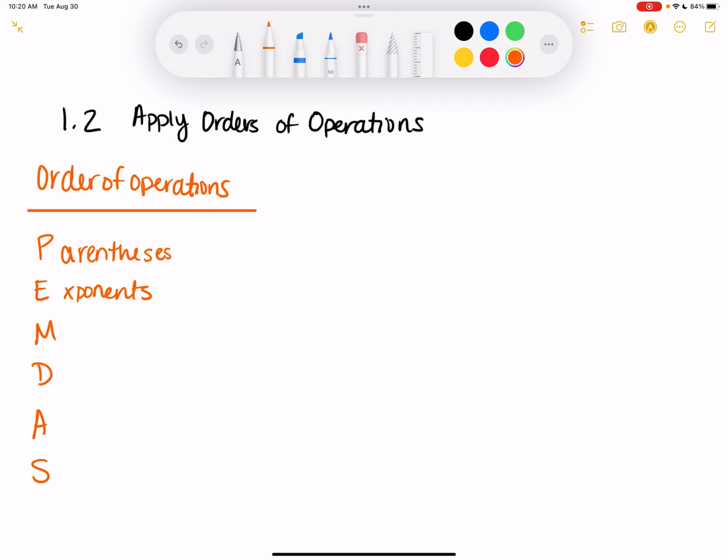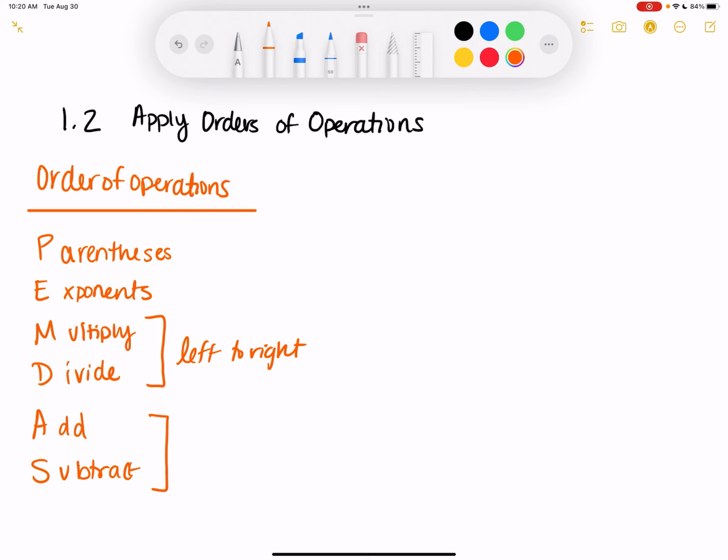And then multiplication and division. These two occur left to right, so it doesn't matter which one you do first. You don't have to do multiplication before you do division. You can do them either or. And then add or subtract, which also can be done at the same time. They get done left to right. So that's the last thing that you do in the problems.